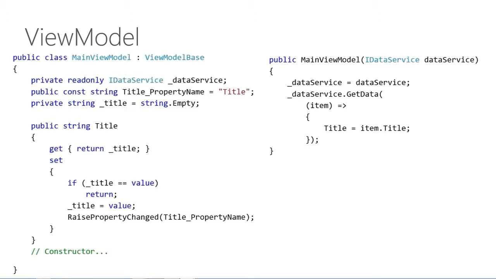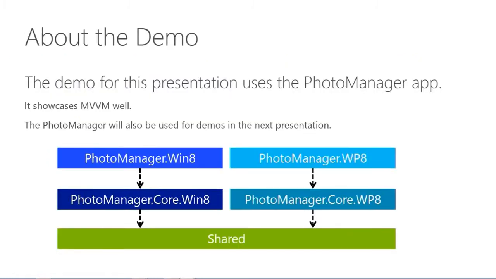And so here we see an implementation of the main view model deriving from view model base. And it's setting the data source. There's your title property, and then you have your getter and setter, and you might have a constructor as well. And then this is where you would implement all of that. I'm going to jump ahead here.